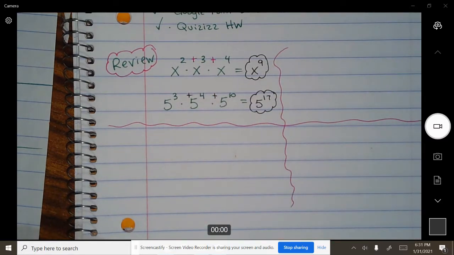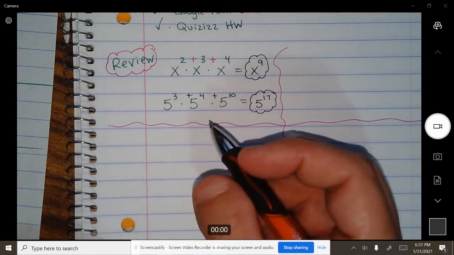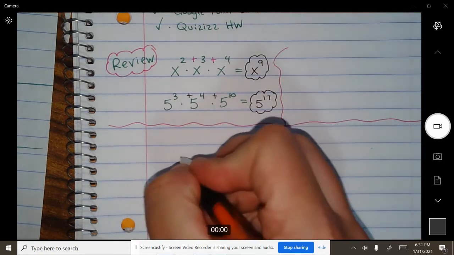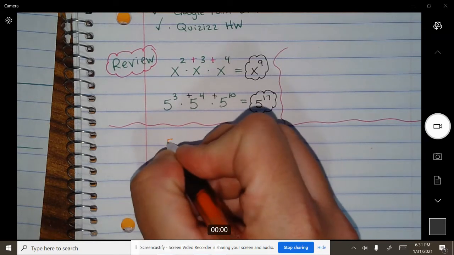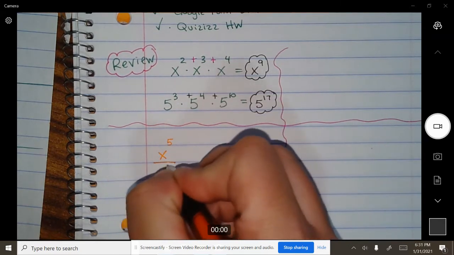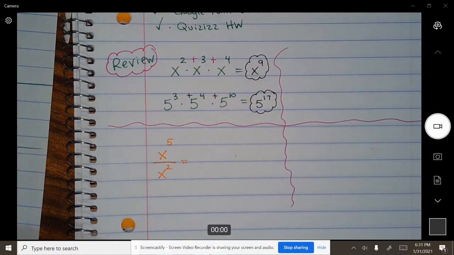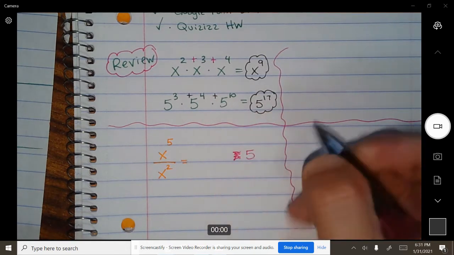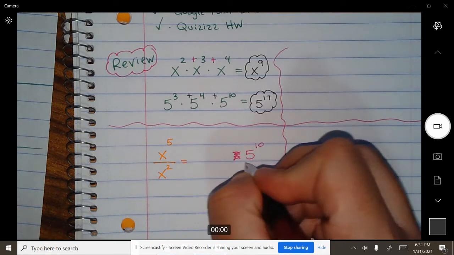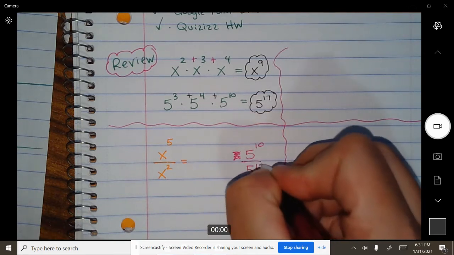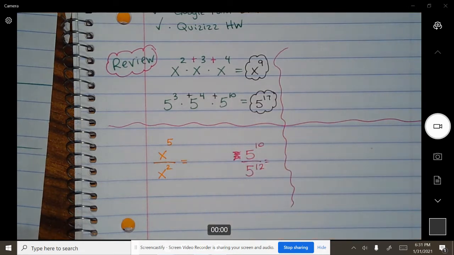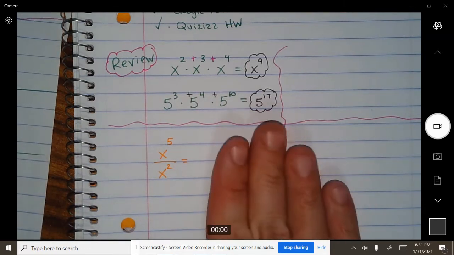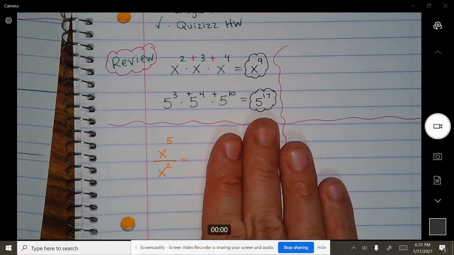All right, let's do another rule. Another setup of rules. Let's do one where it's a little different. How about if we did x to the fifth over x squared equals, and then what if I mixed it up and said, actually not x, I'll do 5 to the 10 over 5 to the 12. And what are those equal? So first of all, what is this one going to equal? Do you remember the rule? Who wins the battle, the top or the bottom?